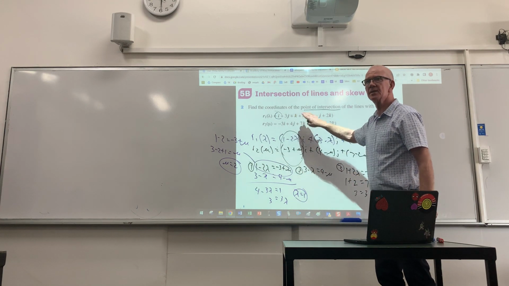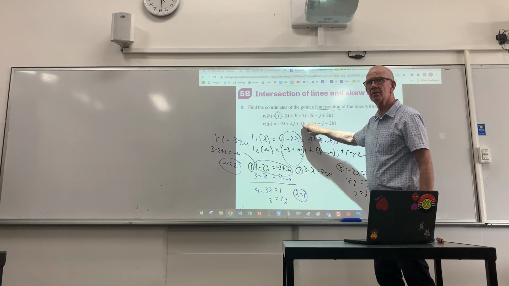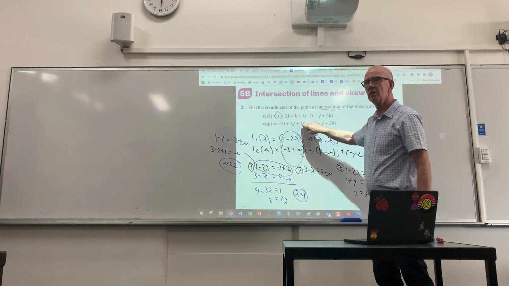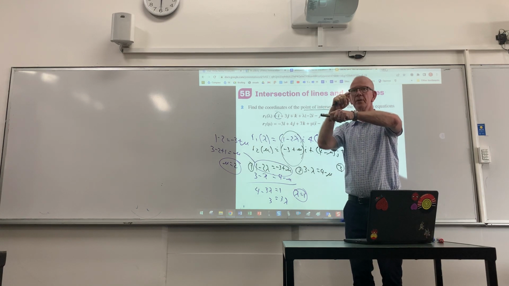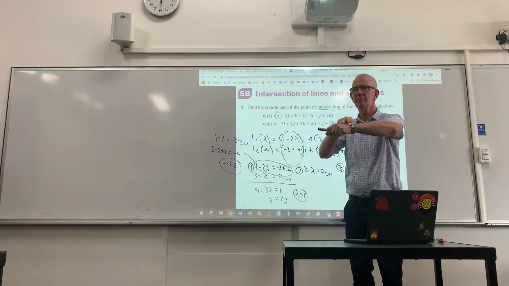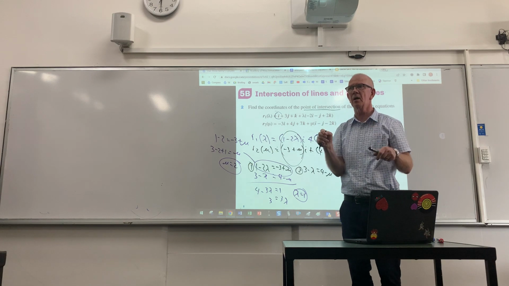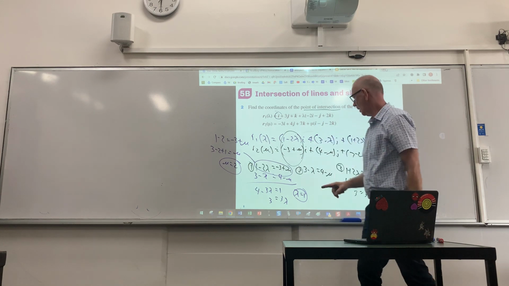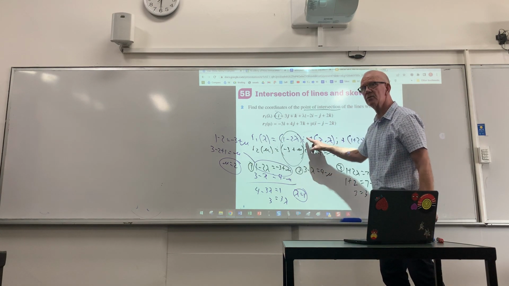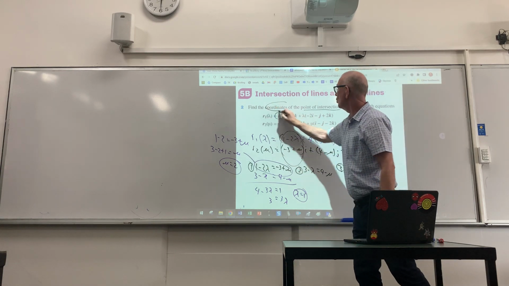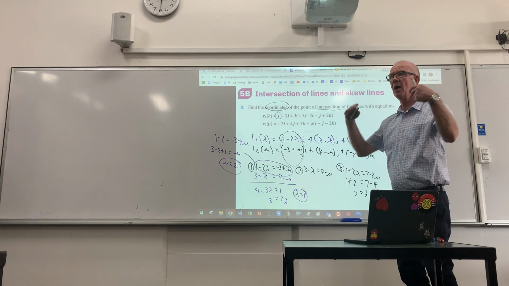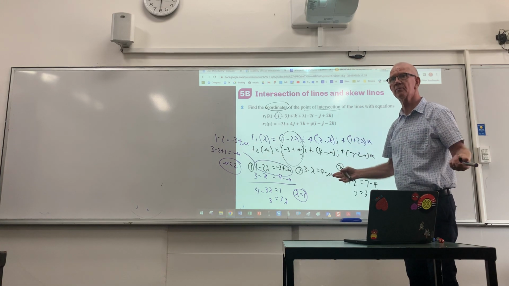Will they be in the same place? What do you mean, like? At the intersection point of these 2 lines, will the I, J and K component be the same for both lines? Yes. Yep. I only need to pick one of these to sub into to find the answer, because I've got to find the coordinates of the intersection point. I know there is an intersection point.